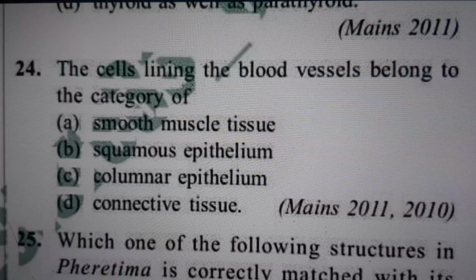The cells lining the blood vessels belong to the category of A. Smooth muscle tissue. B. Squamous epithelium. C. Columnar epithelium. D. Connective tissue.